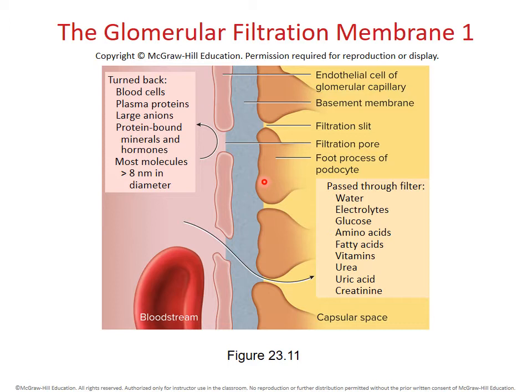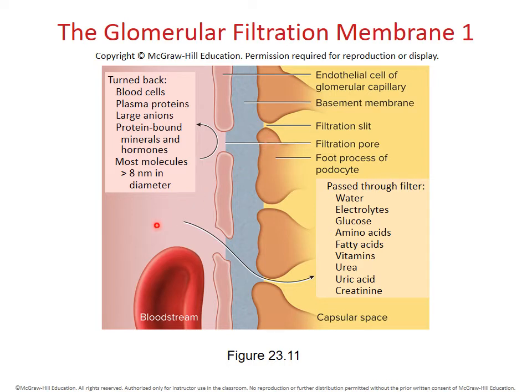So this creates tiny spaces between these pedicels that are interlocking with one another, and these tiny gaps between the adjacent pedicels are referred to as the filtration slits. The filtration slits are about 30 nanometers wide, and so once again they constitute an obstacle to certain sized particles trying to get through, especially large anions again.